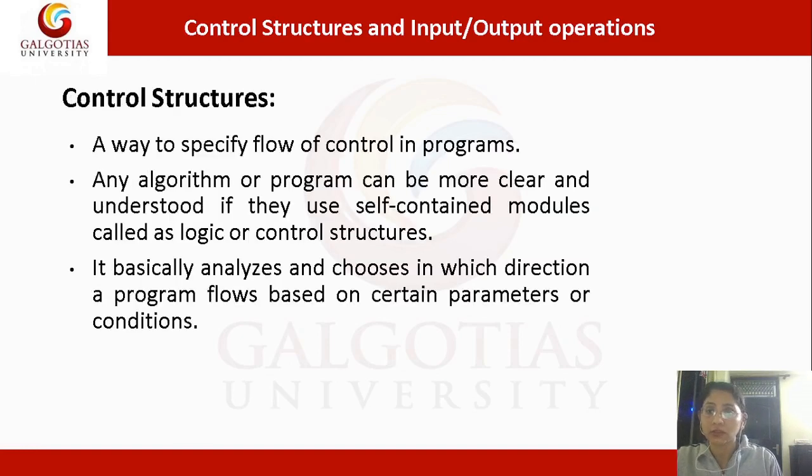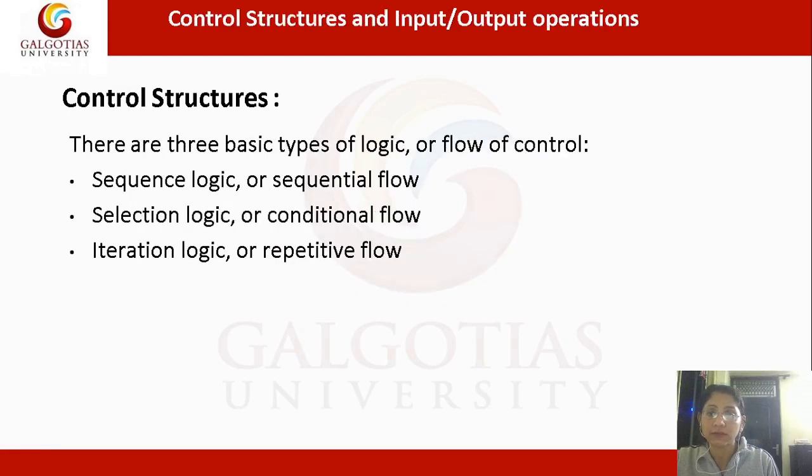Now, what is control structure? It is a way to specify flow of control in a program. Through the control structures available, you can control the flow of execution of the program. Otherwise, by default, the flow of execution is always sequential. Any algorithm or program can be more clear and understood if they use self-contained modules called logic. It basically analyzes and chooses in which direction a program flows based on certain parameters or conditions.